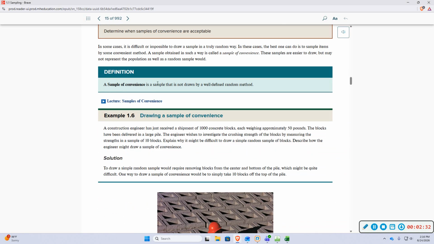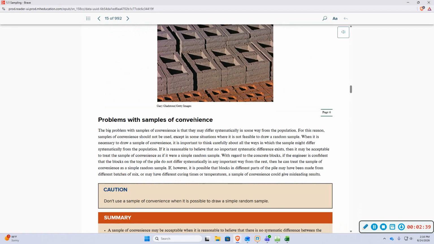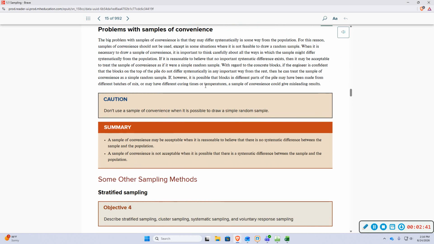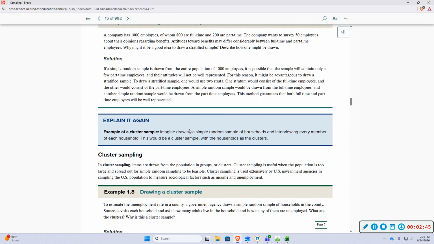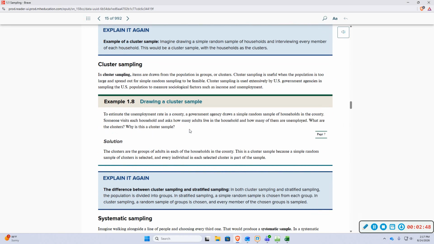And then we have a sample of convenience. It's not drawn by a well-defined random method, and you'll get some examples of that. And then some problems with convenient sampling. And so that will answer some of the objectives from the beginning of the section.